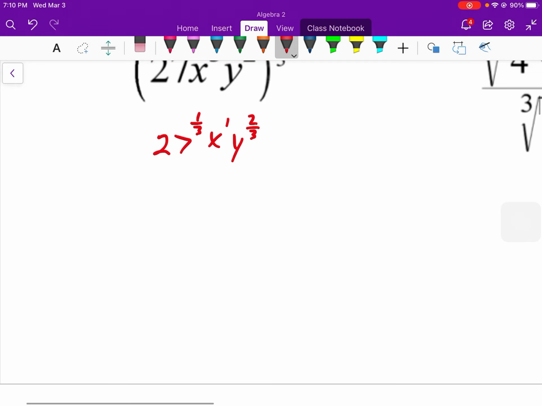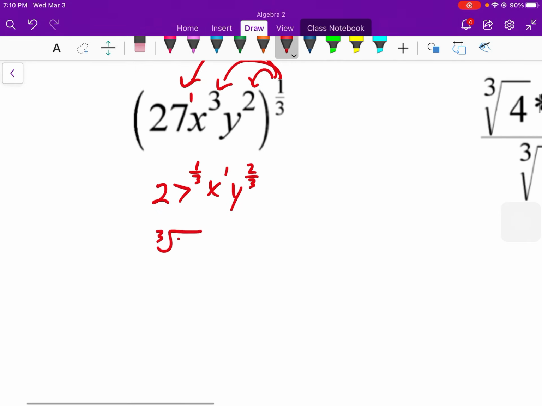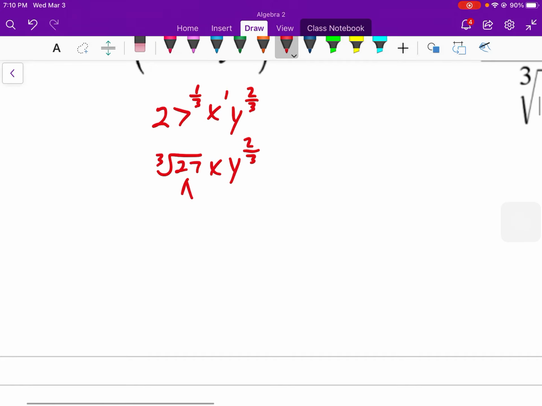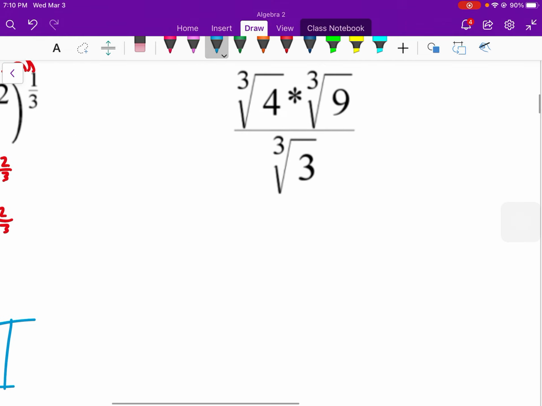Now we can simplify. I can rewrite 27 to the third as the cubed root of 27. We'll leave x alone, and we will leave y alone because those are simplified. Now we'll see if we have 3 factors of anything, and we do. We have 3 factors of 3. So we can pull that out and rewrite what we have left. So this simplifies to 3x y to the 2/3 power.